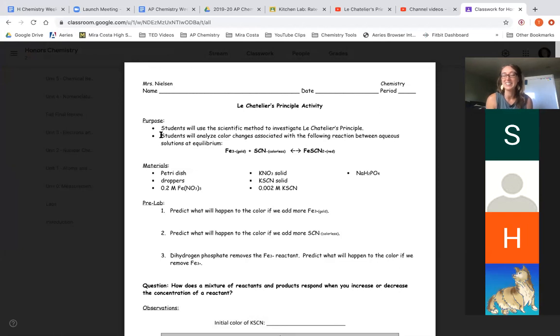And it's kind of fun to say, so let's just say it, whether your mute is on or not. On the count of three, let's all say Le Chatelier together. 1, 2, 3, Le Chatelier. Right? It's kind of fun. It rolls off the tongue, right?